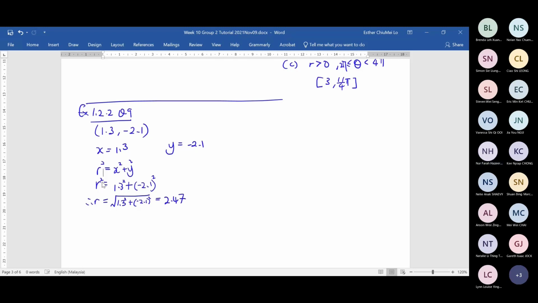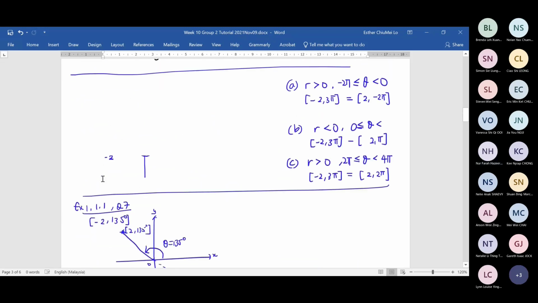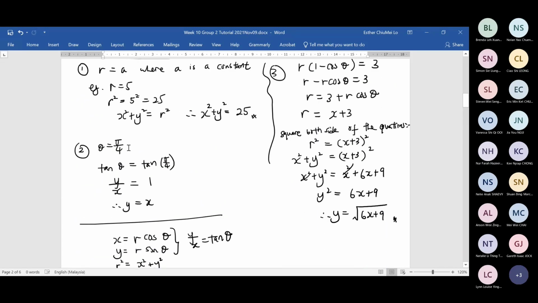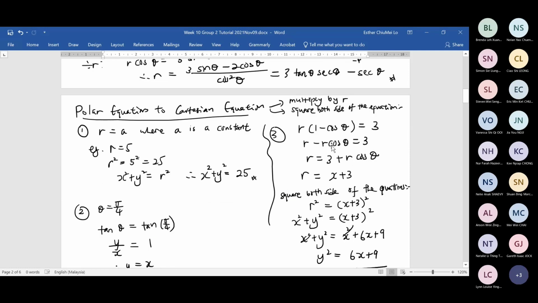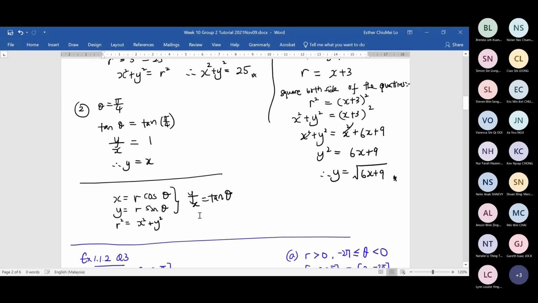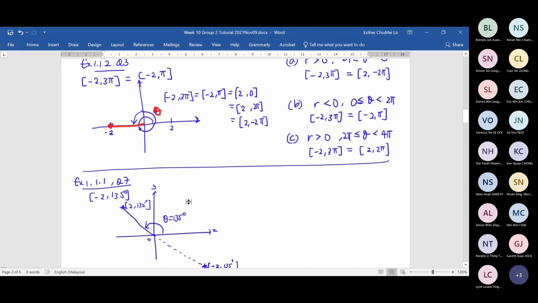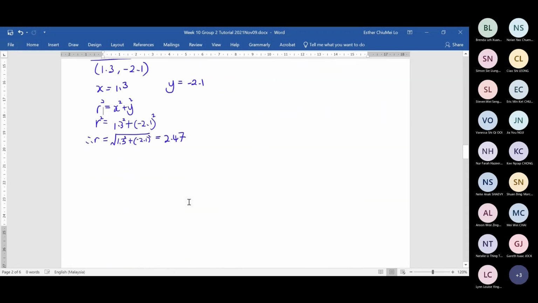Now how do you get the theta, right? Okay, recall from the beginning. So how do we get the theta here? Tangent theta equals y over x.